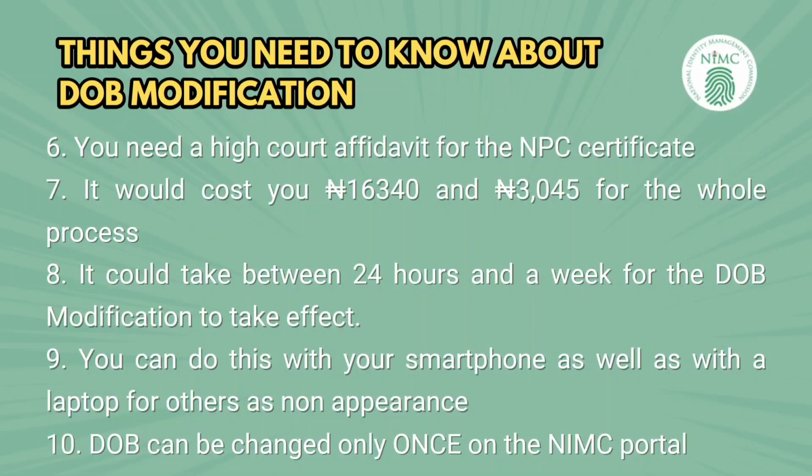Then number 8, it could take between 24 hours and even a week for the DOB modification to take effect. I have seen people who have done DOB and then, just a few hours or few days, they start complaining that it has not taken effect. Sometimes it can be quick, and the DOB modification can take effect within 24 hours. Sometimes it can take longer. I would prefer you go through this process during the weekday, maybe on a Monday, because these things will be more like manually validated.